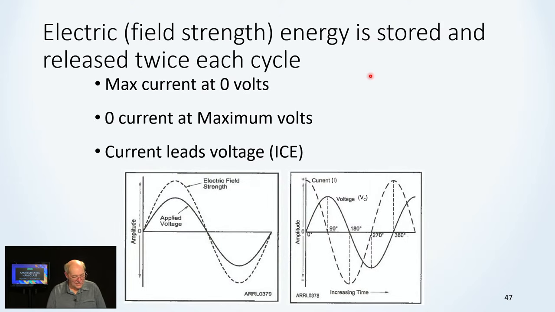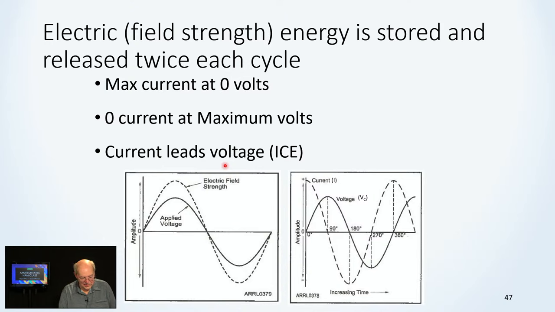Now remember I said that both an inductor and a capacitor store energy to give it back a little bit later. So the electric field strength stored in a capacitor is stored and released twice each cycle. It'll charge up to a positive value, it'll charge up to a negative value, and go back and forth. Max current at 0 volts, when we first apply the voltage to the capacitor, it'll be working as hard as it can to fill up, just like the air tank. Current leads the voltage.